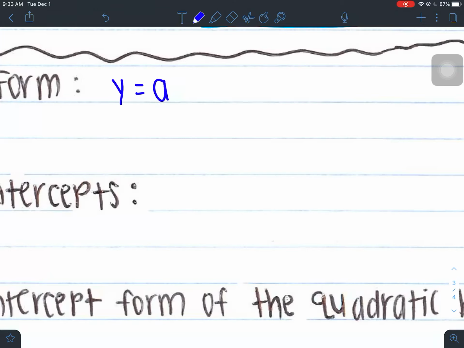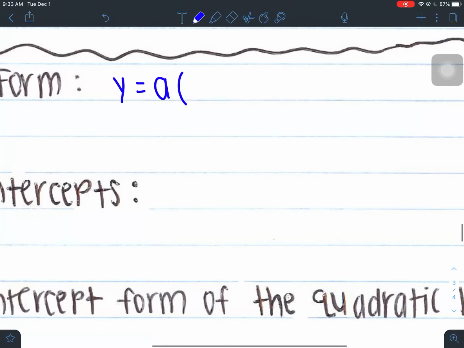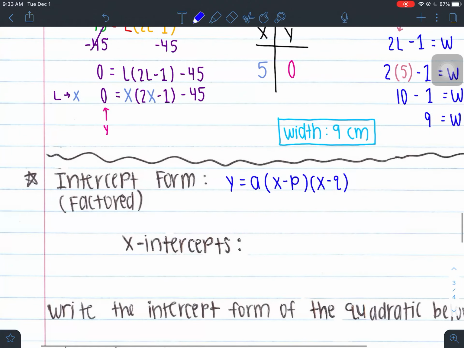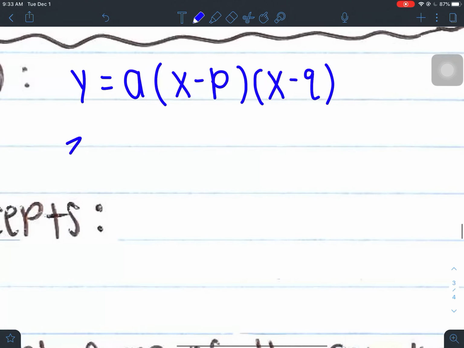Y equals a. Remember, a is in all forms, right? A is in vertex form, a is in standard form. Remember, vertex form is a times (x minus h) squared plus k, and standard form is ax squared plus bx plus c. So intercept form is a(x minus p)(x minus q). It kind of looks like factors, because you have two sets of parentheses, which is why it's called factored form as well.